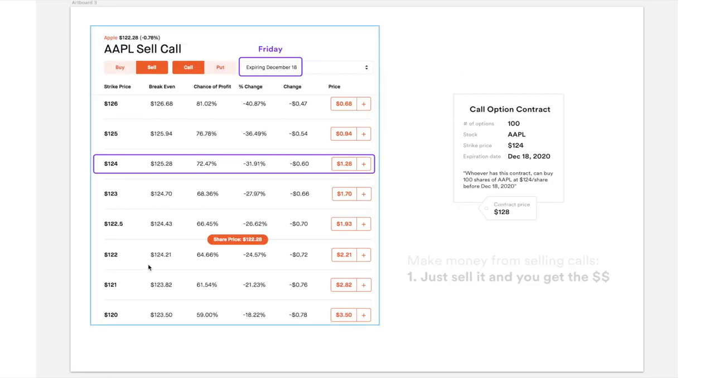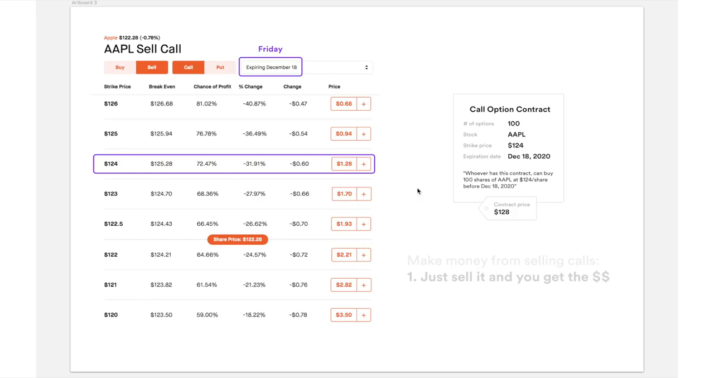So I've taken a screenshot that's exactly the same thing as what you just saw. Then you can see how this option contract will match the information on Robinhood, right? So Apple stock is Apple. Strike price 124. Expiration date December 18, which is typically a Friday. And then the contract price is 1.28, because this is the price for each option.